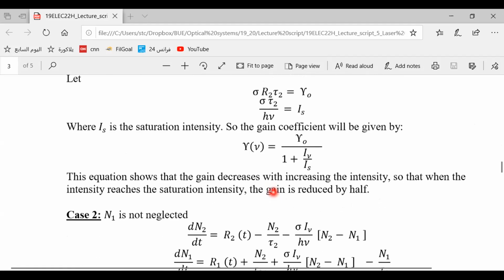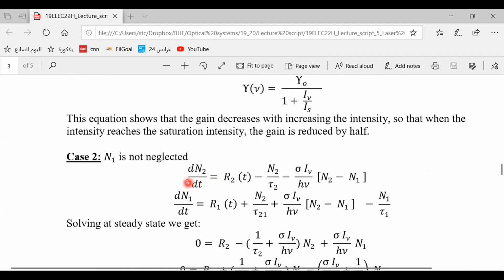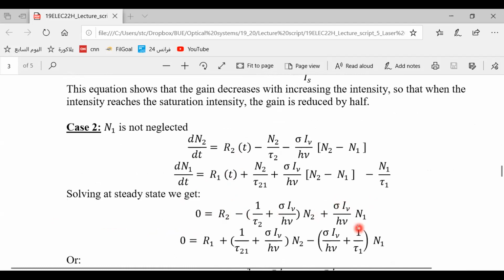So now in case number 2, I will say that N1 is not neglected. I mean, I will not assume that N2 is much greater than N1. N2 is just greater than N1, but it's not much greater than N1. So I will write the equation in its exact form, as you can see. I will only apply the second assumption, which is solving at steady state. So I did not make the first assumption, but I keep the second assumption, which is that the equation is at steady state. Now you have two equations, as you can see. These are still linear equations, two equations in N1 and N2.